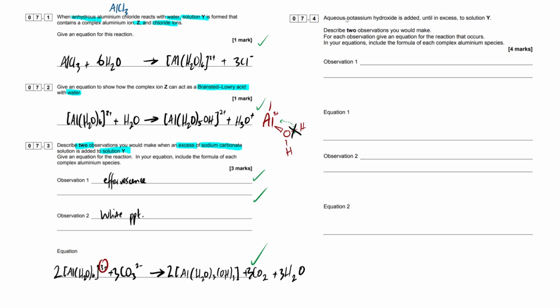Okay, next question, 7.4. Aqueous potassium hydroxide. So we're adding in some hydroxide here. Until in excess, that's really important. We're adding it to our hexa-aqua complex solution Y. Describe 2 observations you would make. For each observation, give an equation for the reaction that occurs. In your equation, include the formula of each complex. Okay, easy peasy. 4 marks here, guys.